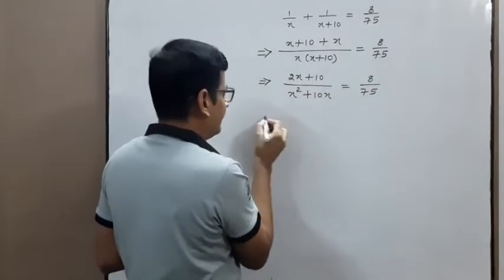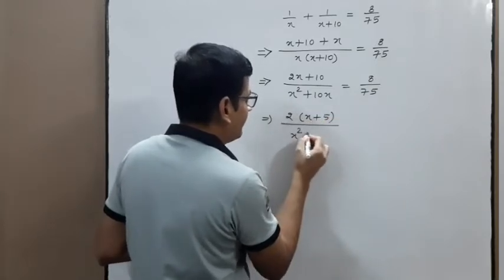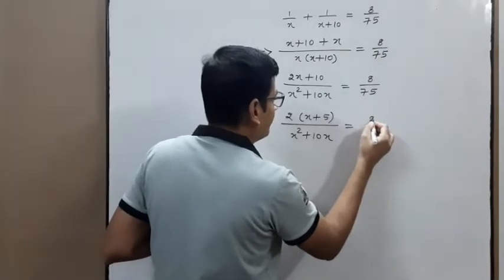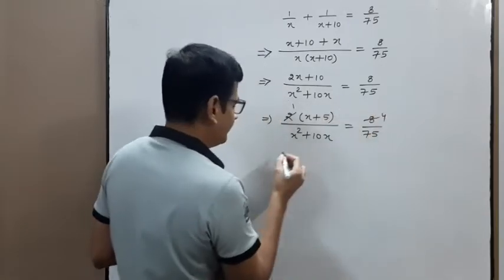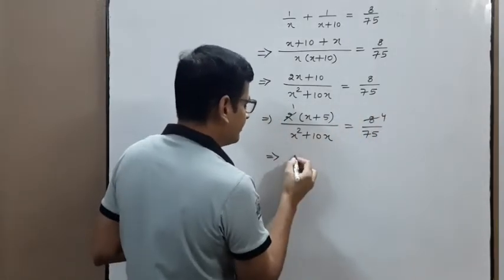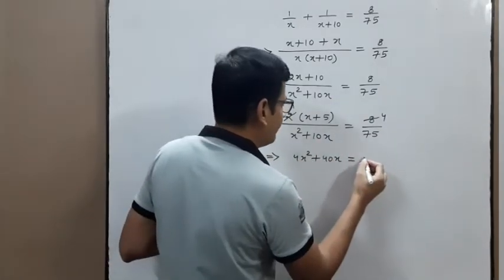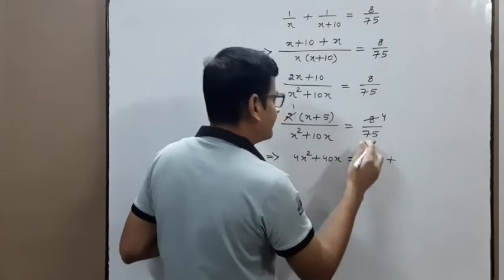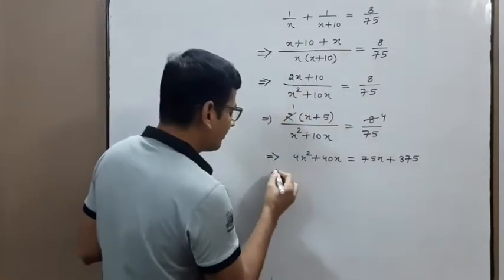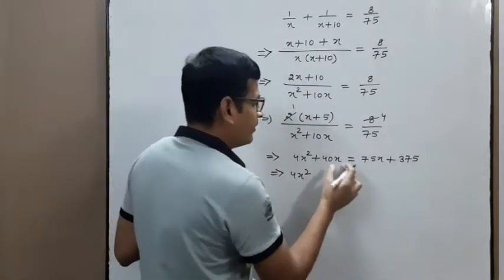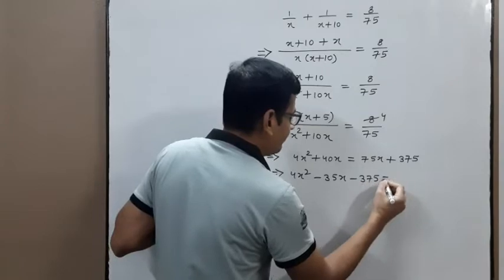Taking common 2 and cancel: x plus 5 upon x square plus 10x equal to 8 upon 75. 2 ones are 2, 2 fours are 8. 4 into this, so 4x square plus 40x equal to 75x plus 75 fives are 375. So 4x square plus 40x minus 75x minus 375 equal to 0, that is 4x square minus 35x minus 375 equal to 0.